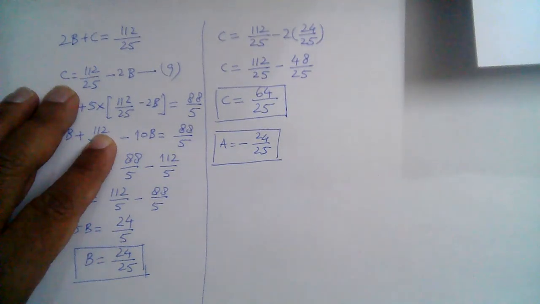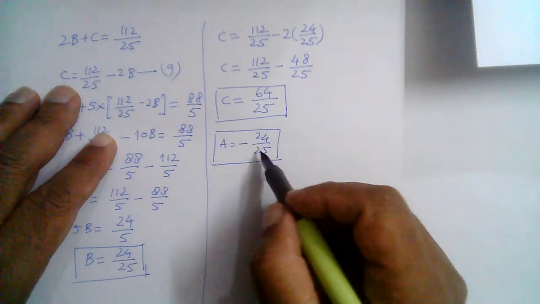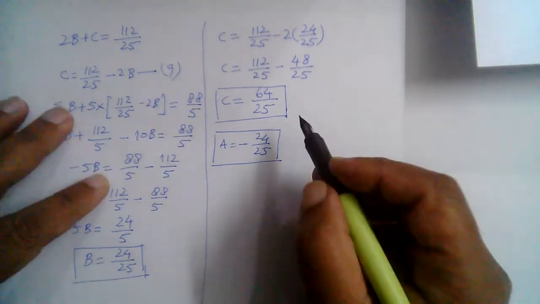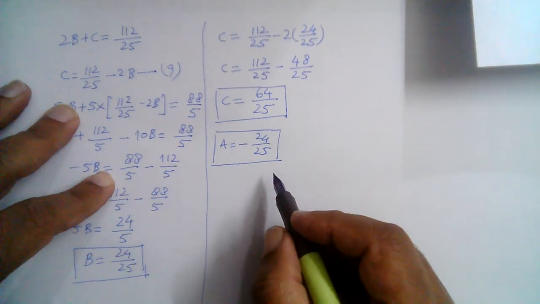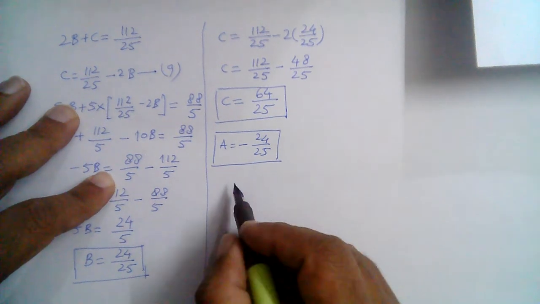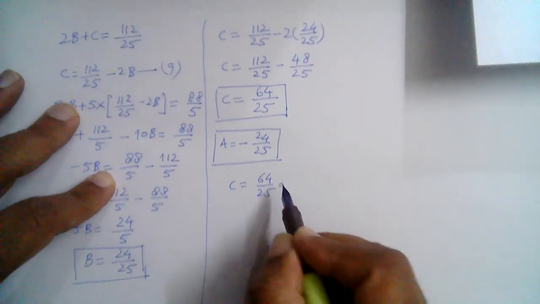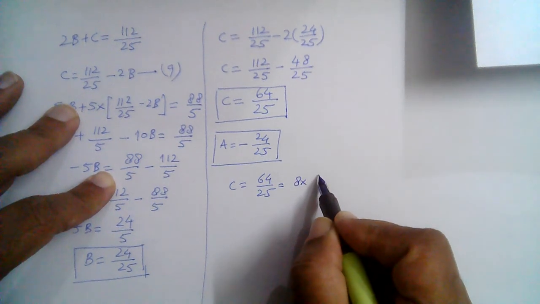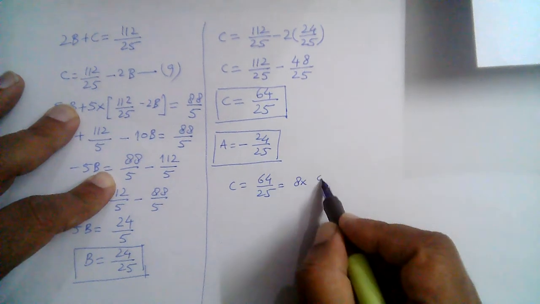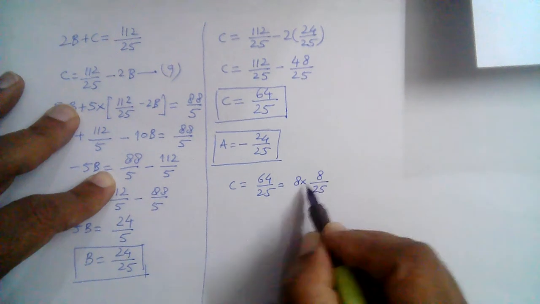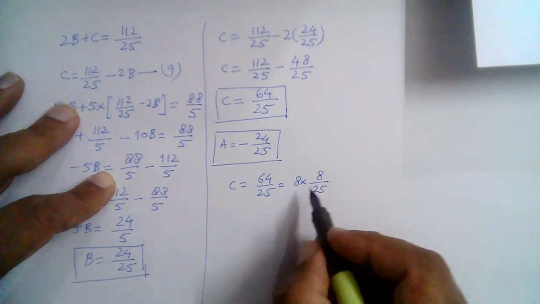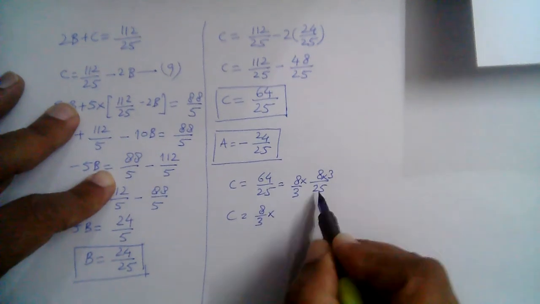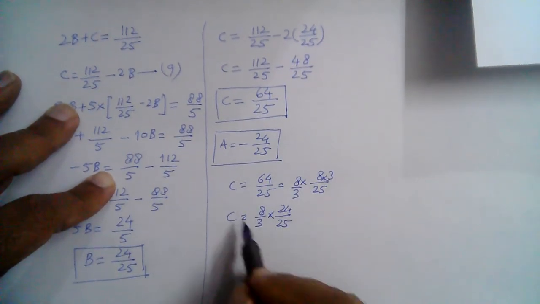It will help if we first express this C similar to these values here. These are 24 over 25. This is also 24 over 25. So we can write C as 64 over 25, that is 8 into 8 over 25, right? And if we want to make it 24, so C is equal to 8 over 3 into 24 over 25. So this is the value of C.